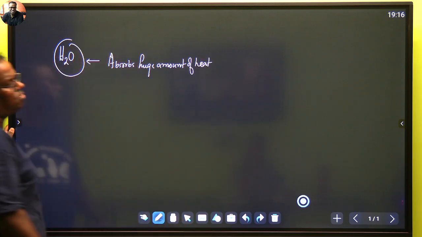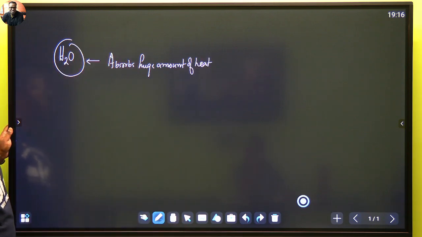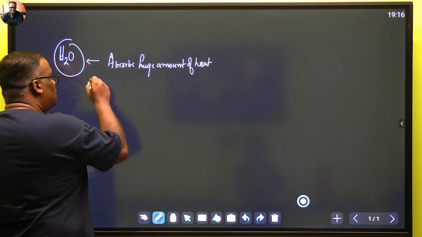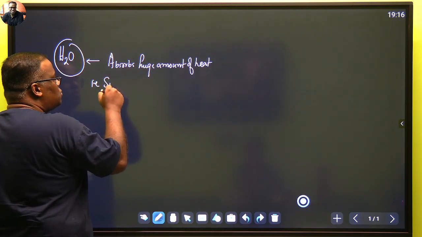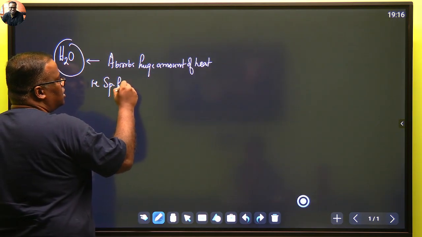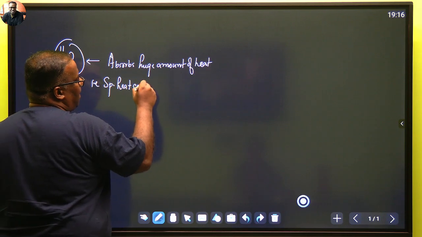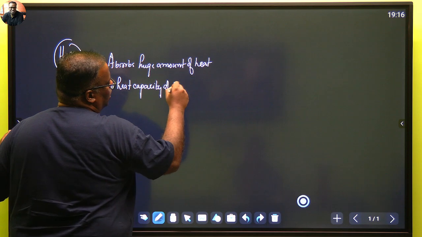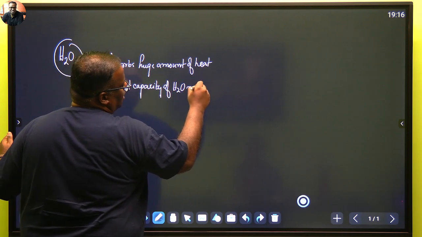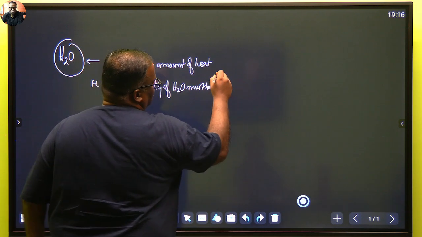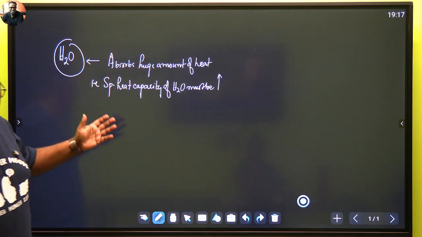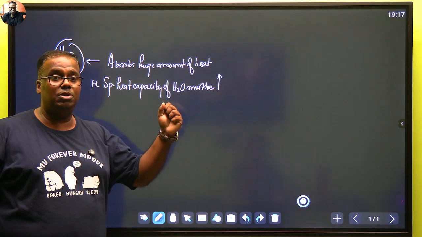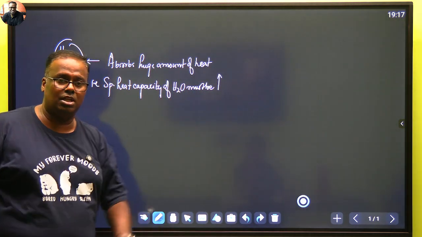Water absorbs, this is a motherhood statement I'm saying. Water absorbs a huge amount of heat. पानी बहुत गर्मी को झेल लेता है, energy ले लेता है. That means, in terms of physics, I'll say that the specific heat capacity of water must be high. Yes or no? Specific heat capacity. इसमें ये amount ज़्यादा heat पीता है तो इसमें heat पीने की capacity ज़्यादा है.